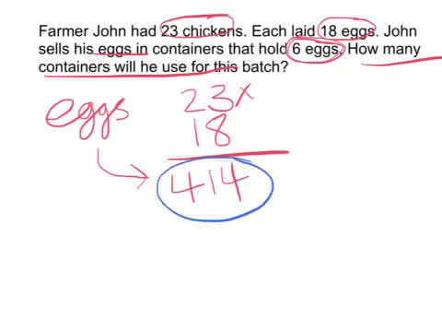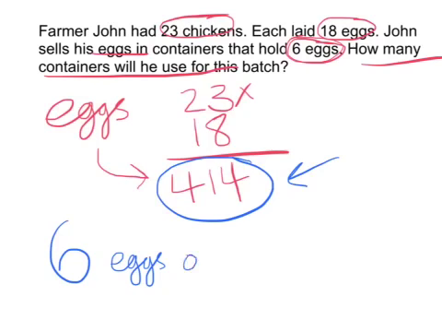So each container holds six eggs, right? And there are 414 eggs. What's the sum going to be? How many containers is he going to use? Okay, 6 eggs per container would make that clearer, per container.